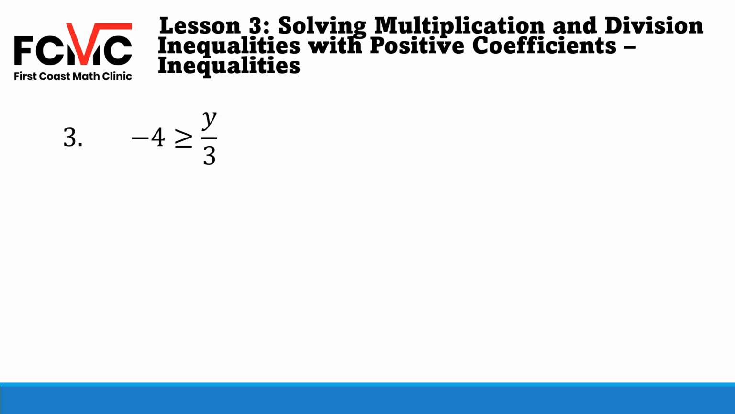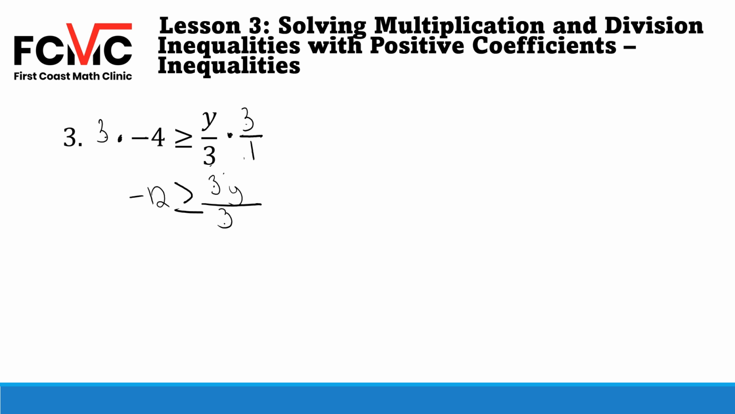Number 3, negative 4 is less than or equal to y over 3. So again, we're dividing y by 3, so let's undo the division and multiply by 3. I'm going to put that 3 over 1. Multiply by 3, all right? So multiplying straight across, y times 3 is 3y. 3 times 1 is 3. 3 times negative 4 is negative 12.